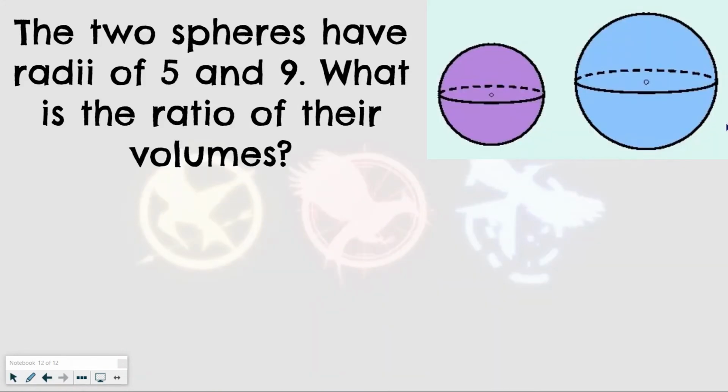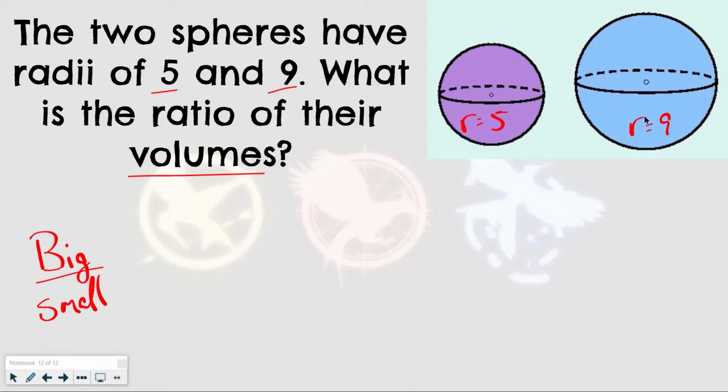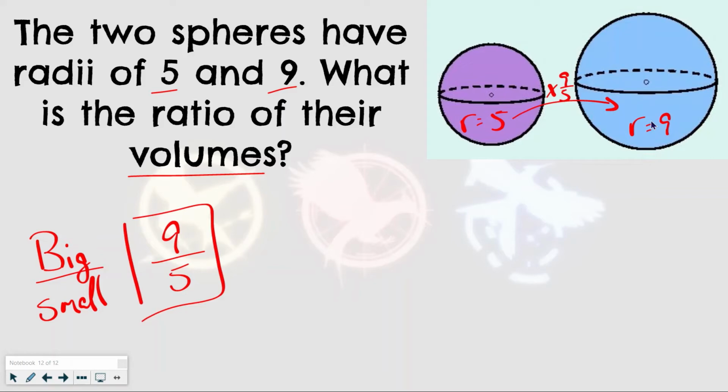Here we have 2 spheres that have radii of 5 and 9. So the radius of that one is 5, the radius of this one is 9. What is the ratio of their volumes? So I'm going to think about these ratios as the big to small. You could also frame it the other way if you want to think about small over big, but I want to think about what I can do to this radius to get up to that new radius. And really, my ratio is directly here. This times 9 over 5, that would be the scale factor that I would use to increase it to that size for just the radius.